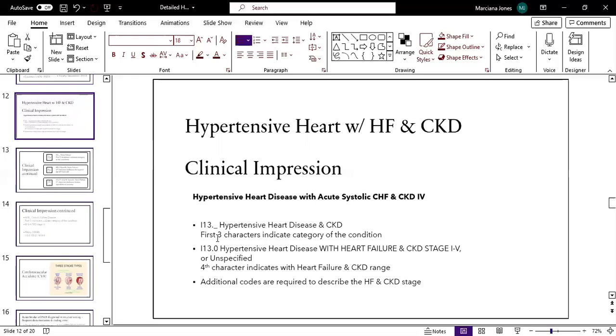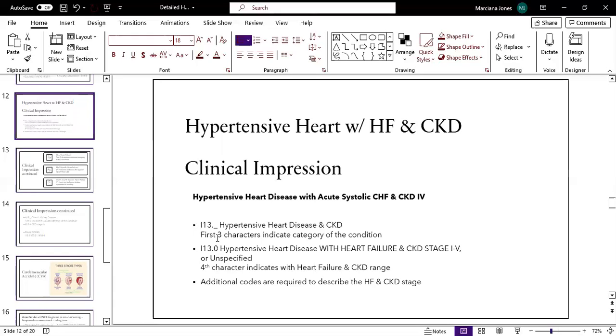So if you just pull up I13, and if you have your book, you can follow along with me. If you have any software on your computer, you can pull it up. Another site, it's kind of like an unofficial site, but I like to use it because it breaks a lot of things down when I'm looking for coding. I like the coding site ICD10data.com. I really like this site. So grab your books so you can follow along with me.